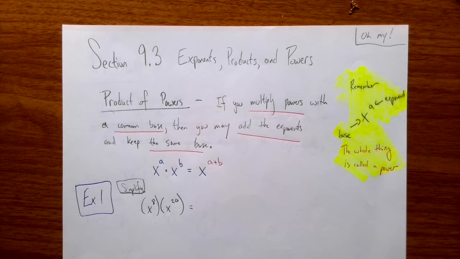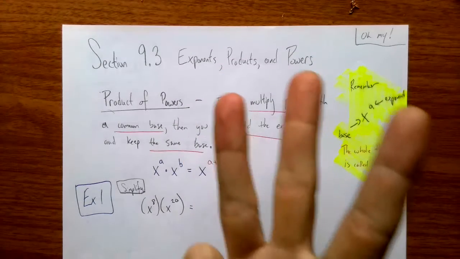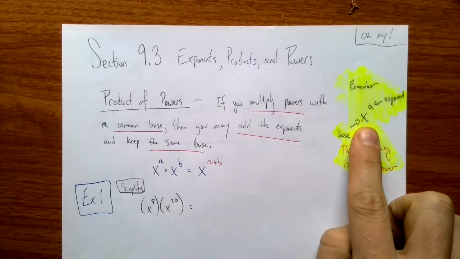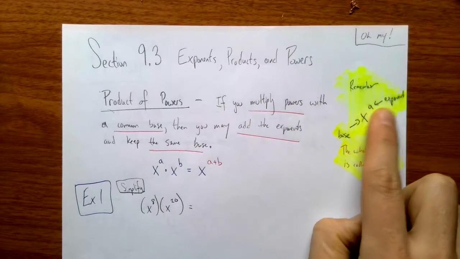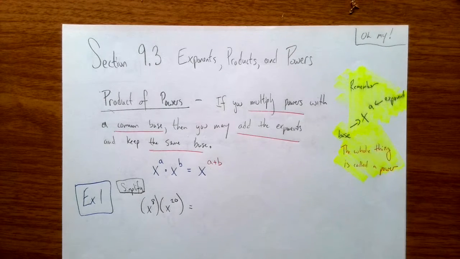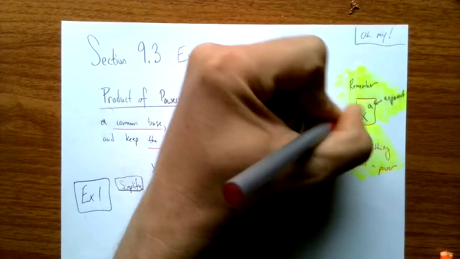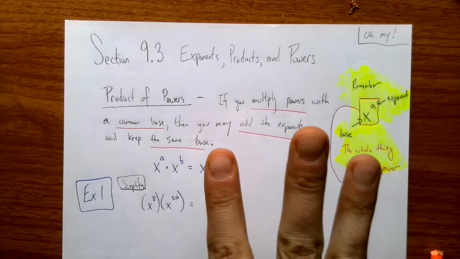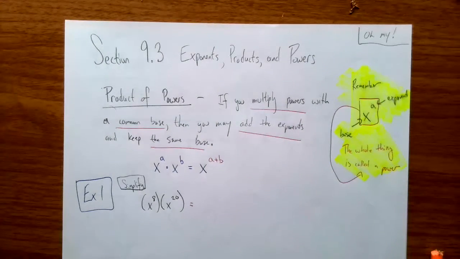Today we're going to be talking about section 9.3 out of the book titled Exponents, Products, and Powers. So we're going to be discussing three properties that have to do with powers and exponents. Remember that a power is made up of its base and its exponent. And collectively, this whole thing is called a power. So once again, we're going to talk about three properties that have to do with powers and exponents.